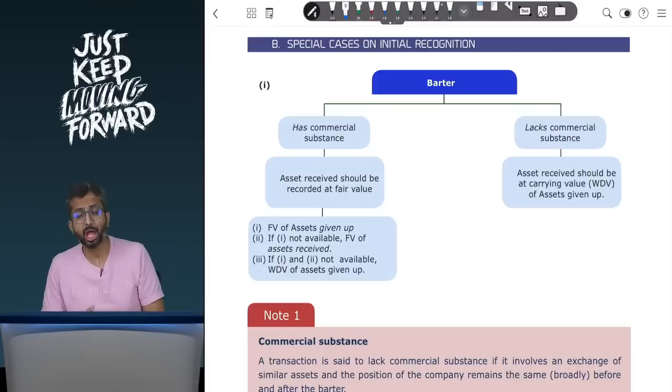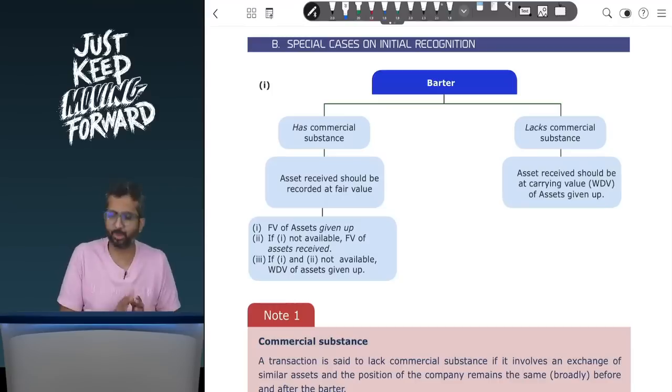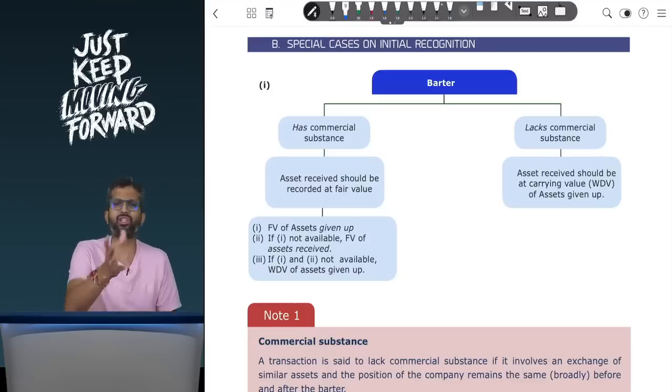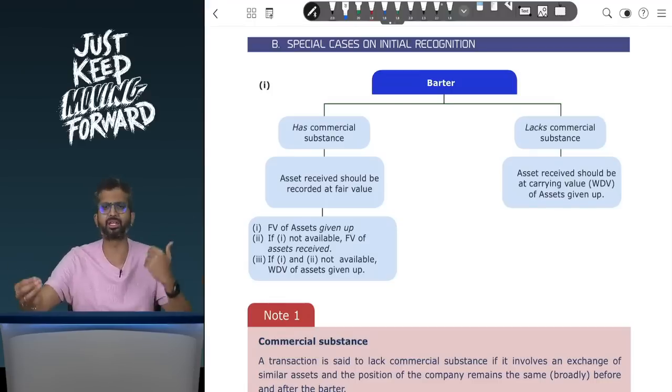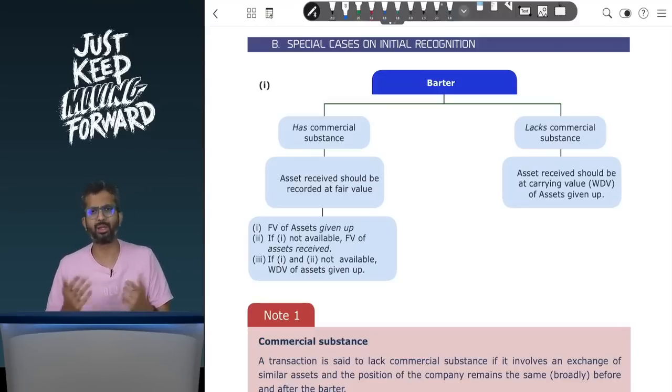Next is barter. Barter can have two possibilities: lacking commercial substance or having commercial substance. What do you mean by having commercial substance? Like a genuine barter. You are giving up a car and taking a land. That's a genuine barter. Whereas lacking substance means you are giving up a Wagon R, you are also taking back a similar Wagon R. So this is a barter on paper because the position of the entity pre and post the barter remains the same. So how do you account for the barter?